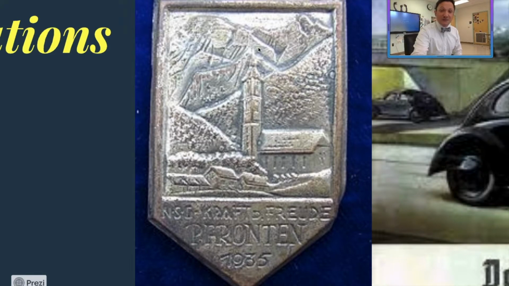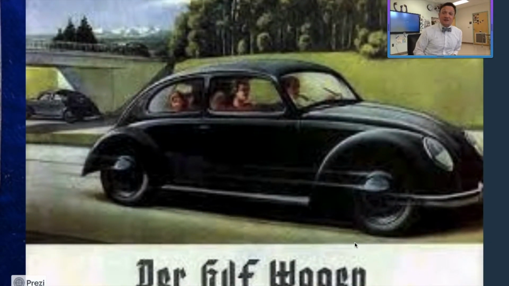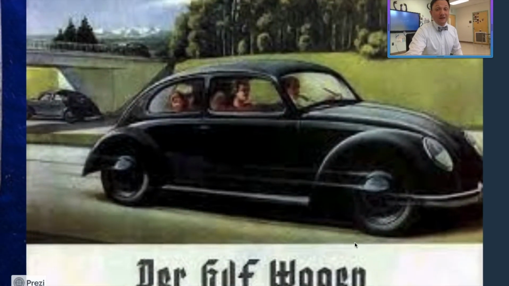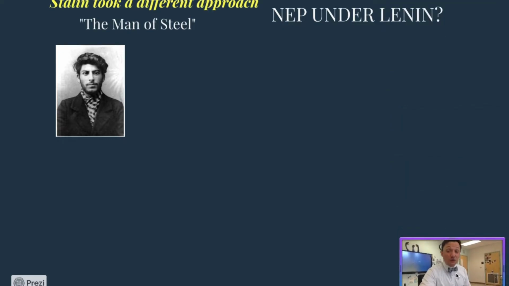This right here, for example, is a pin from a vacation that somebody actually went on in Nazi Germany. And then this also is a very, very famous one. That right there is the Volkswagen. Yes, the Volkswagen, the people's car, right? That company was actually invented under Nazi Germany. So was Fanta. Fanta was actually created for the Nazis as well. So that is how they recruited people into their organizations, right?